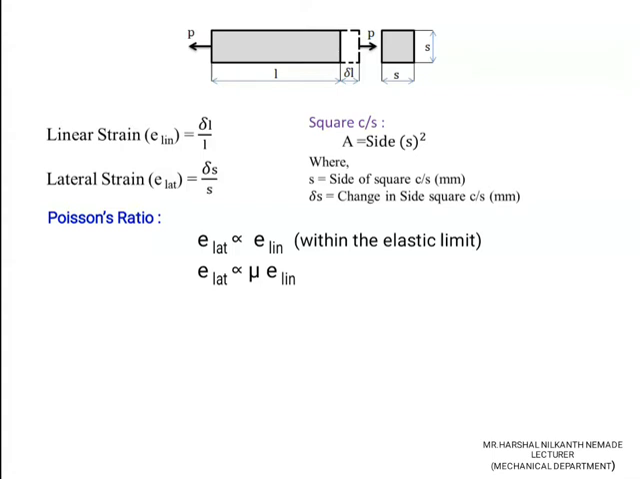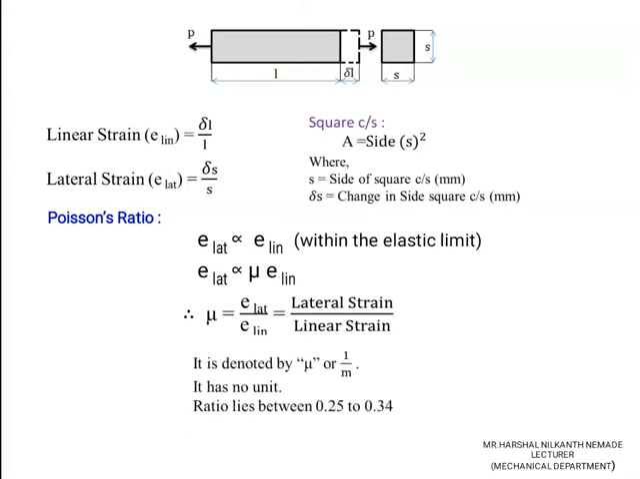Poisson's ratio is given by E lat proportional to E lin within the elastic limit. So E lat is equal to mu multiplied by E lin. Therefore mu is equal to E lat upon E lin, which is equal to lateral strain upon linear strain. It is denoted by mu or 1 by m. It has no unit. The ratio lies between 0.25 to 0.34. So Poisson's ratio always lies between 0.25 to 0.34.